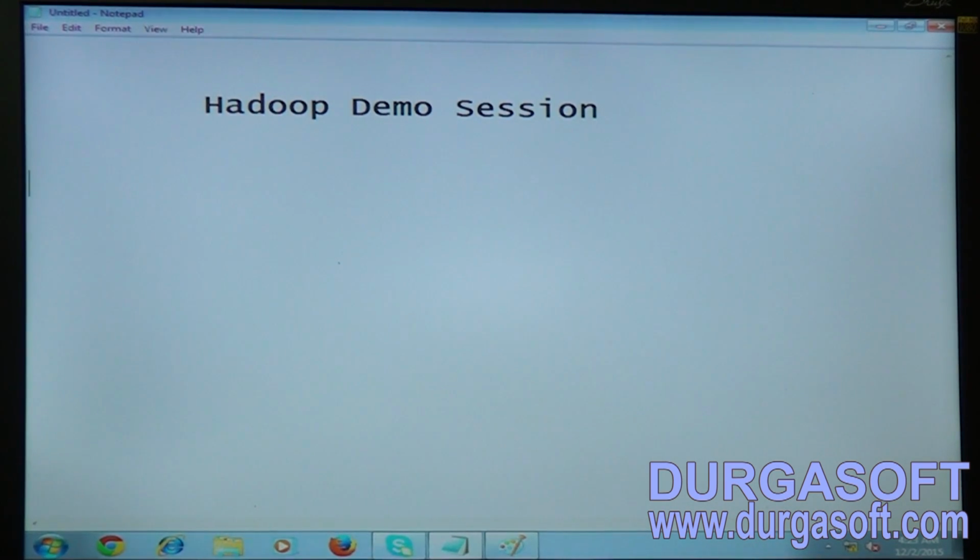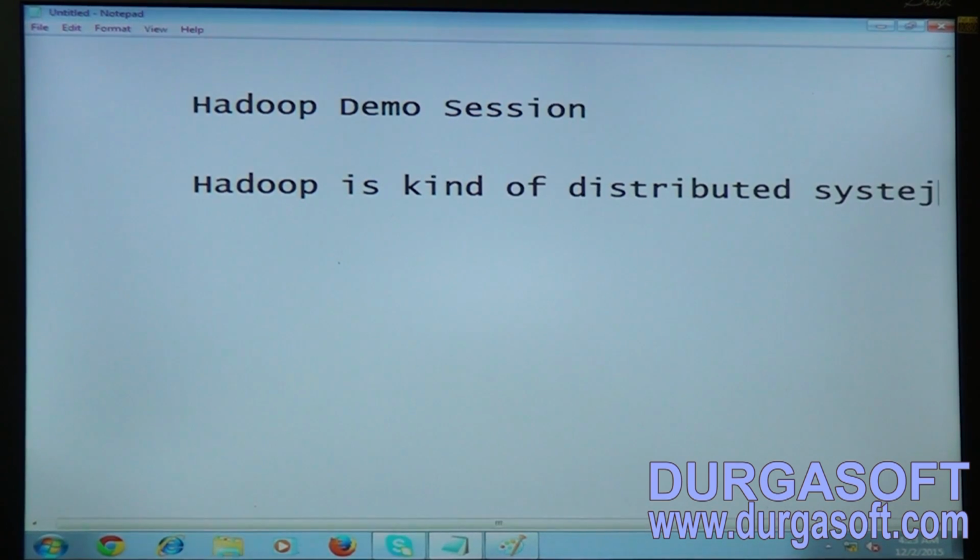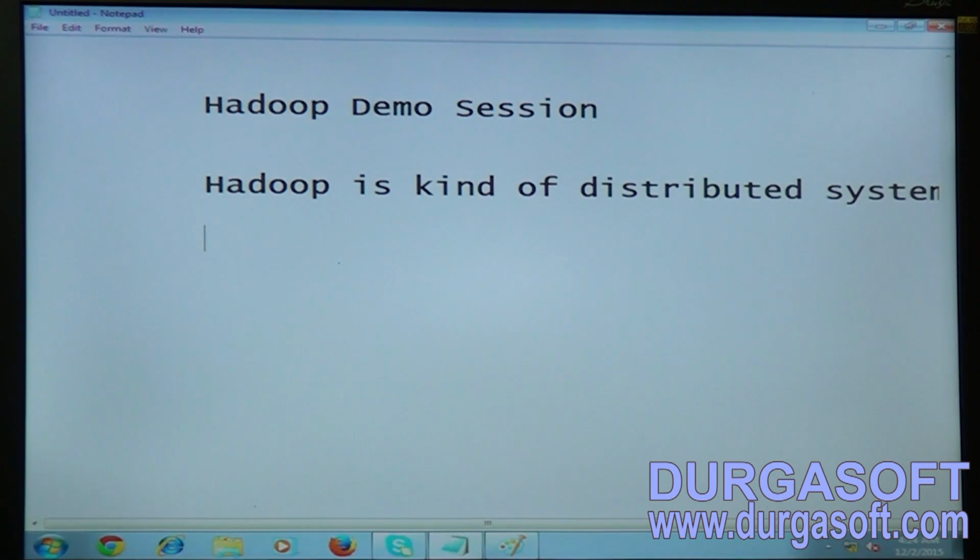Hadoop is a kind of distributed system. When I talk about distributed systems, a network of machines are connected together in a kind of master-slave architecture. As I'm saying, it's a distributed kind of environment. So let's compare the problems with the existing distributed environments.